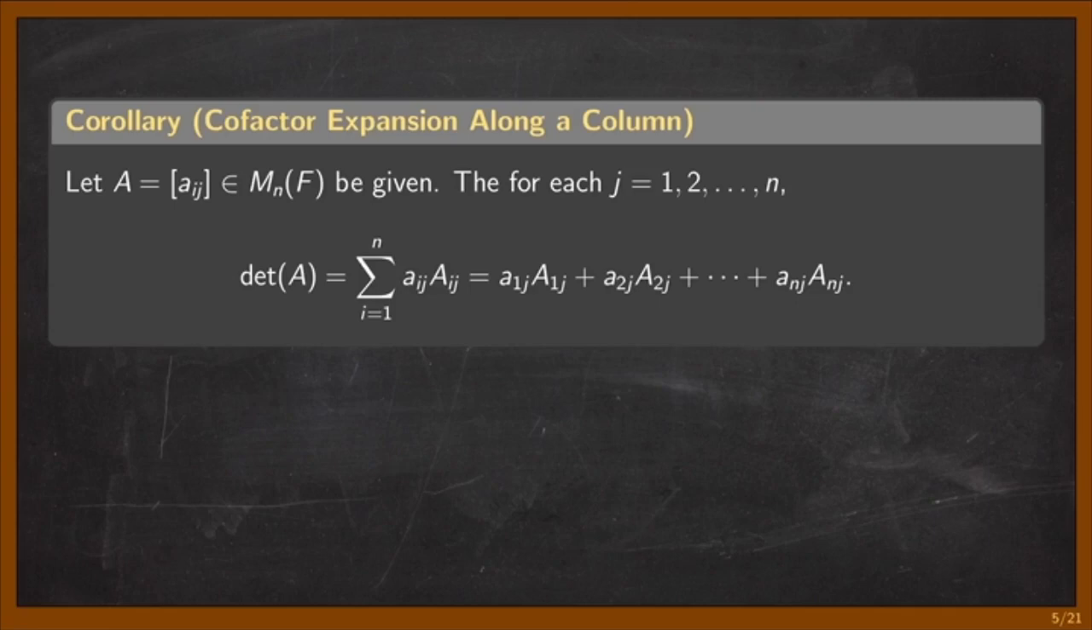where every term chooses an element from the J column. Therefore, you can separate the terms into n parts as well. The first part being those terms that have A1j as the factor, those terms that have A2j as a factor, and those terms that have Anj as a factor. And the following result follows.